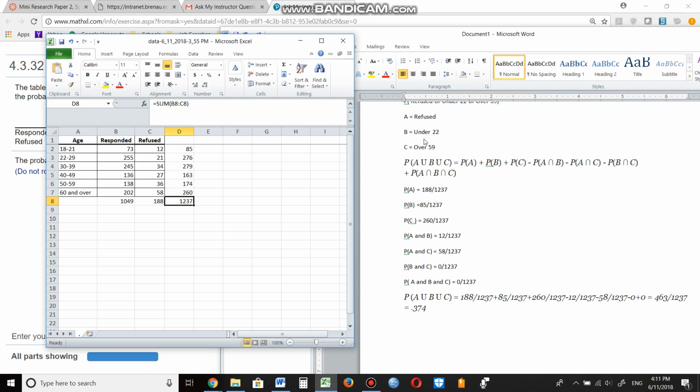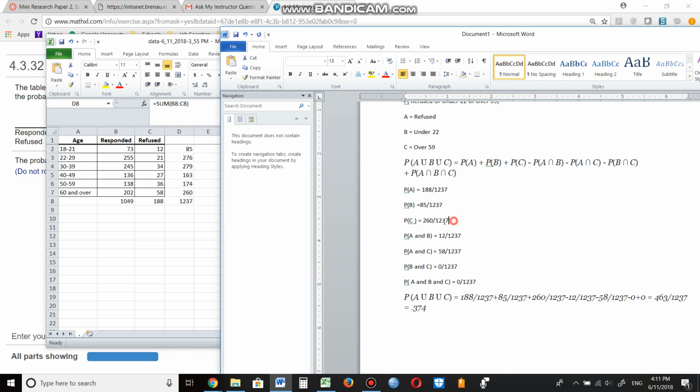The probability that we were under 22: there were 85 total people under 22, out of 1237. The probability that they're over 59: there were 260 people who were over 59, out of 1237. So that's where this result comes from.